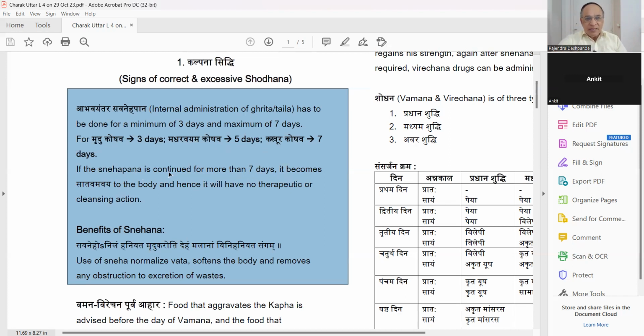If Snehapana is continued for more than 7 days, it becomes Satmya to the body. Satmya means it is accustomed to the body, and then it will have no therapeutic or cleansing effect. So maximum 7 days, otherwise the body will become accustomed, it is accepted, and then there is no effect.